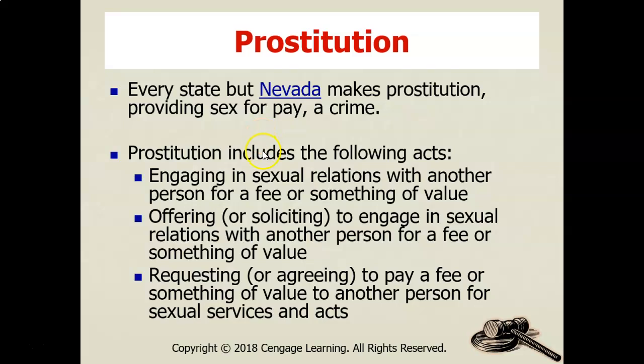So, prostitution. Every state except Nevada makes prostitution a crime, and not every county in Nevada actually allows prostitution. Prostitution includes engaging in sexual relations with another person for a fee or something of value. It doesn't have to be money. It also includes offering or soliciting to engage in sexual relations with another person for a fee or something of value, and or requesting. So both parties, the person offering and the person requesting, can actually get in trouble for these types of crimes.